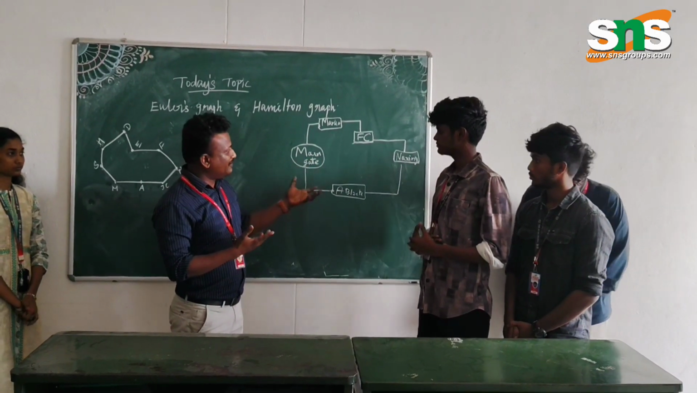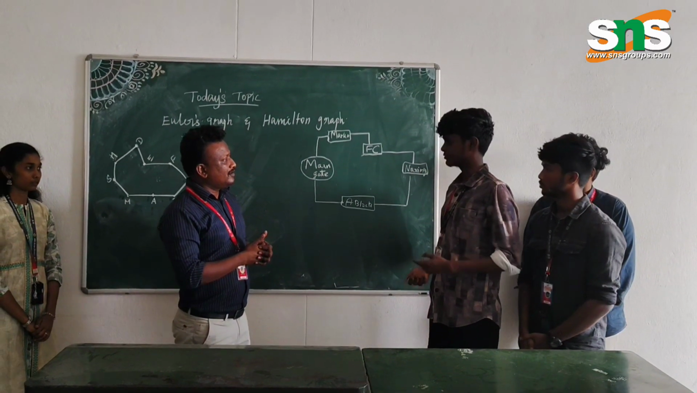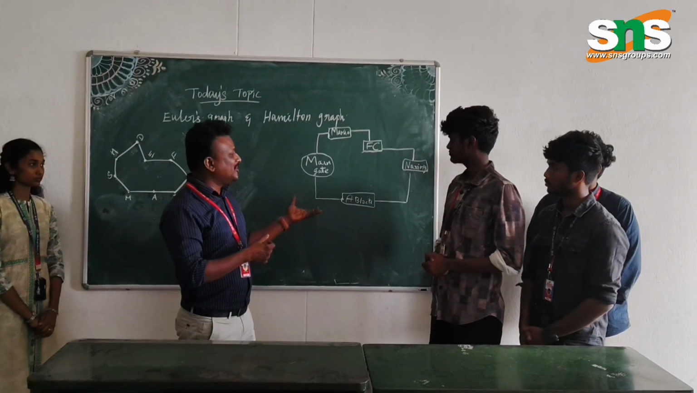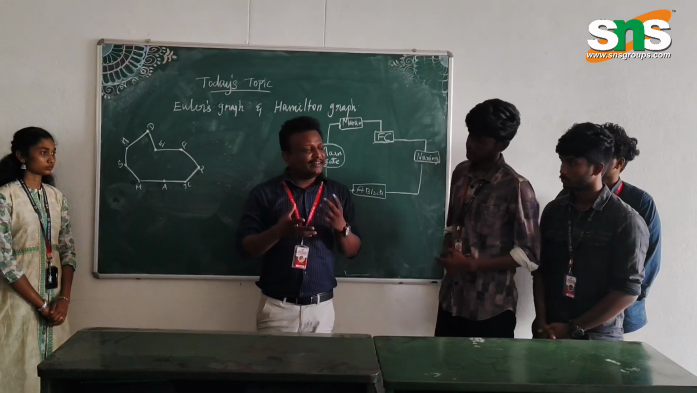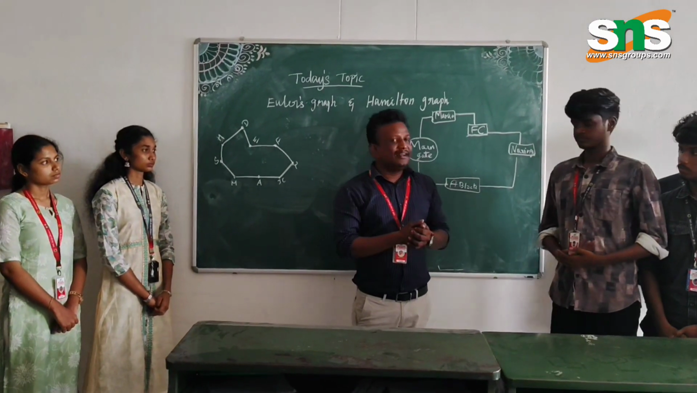What is the benefit of this diagram? Sir, without wasting time, you can find the exact shortest path, right? So which means shortest path. So to find the shortest path, we can use the Eulerian graph and Hamilton graph, right?